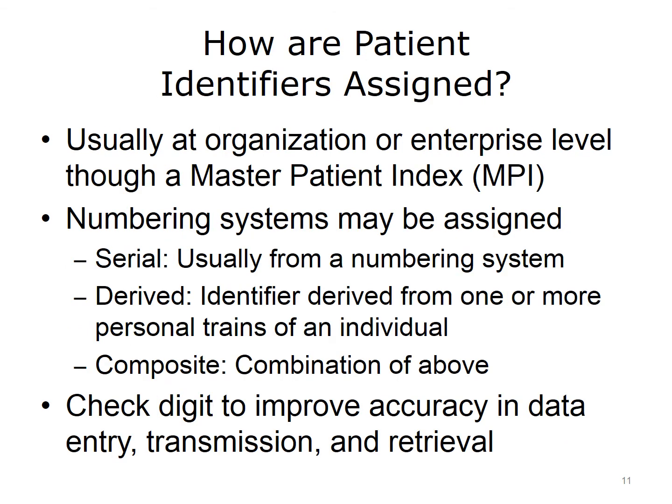How are patient identifiers assigned in healthcare? In the U.S., patient identifiers are typically assigned at the organizational or enterprise level through a Master Patient Index, or MPI. These usually use some sort of identifier scheme that may consist of numbers and letters. This scheme may assign identifiers serially from a numbering or lettering system. Alternatively, the identifiers may be derived from one or more personal traits of an individual. Or there might be a composite, which is a combination of both. There is also usually a check digit that's used to improve accuracy in data entry transmission and retrieval.